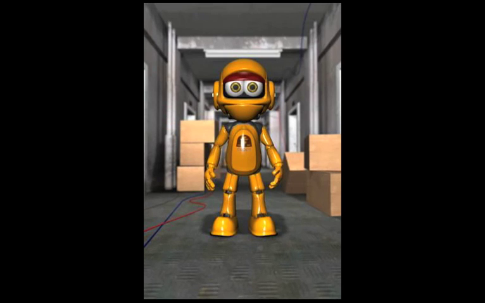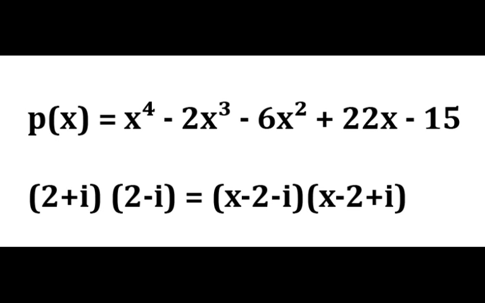Wait. So if a and b are real numbers and a plus bi is a zero of f of x, then its complex conjugate is a minus bi and it's also a zero of f of x? Yep, you've got it. Those are complex conjugate zeros. So now we know two zeros of this polynomial function.